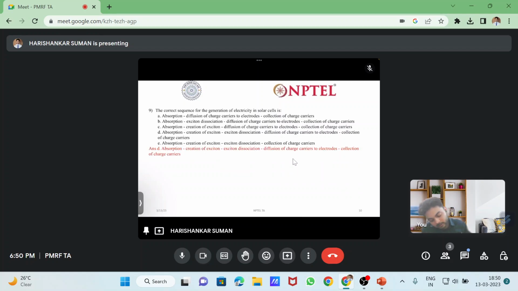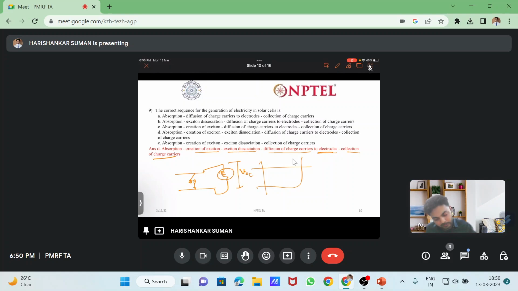The material first absorbs the light, then creates the exciton, electron-holes, excitation and diffusion of charge carriers, which move to the respective electrodes, and collection of charge carriers at the electrodes by the external circuit. Then we will get VOC.